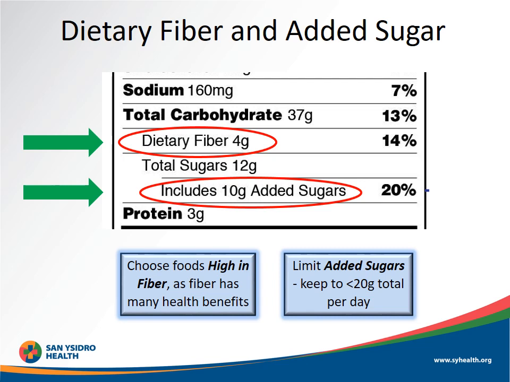A few examples of added sugar are honey, white sugar, brown sugar, and agave. Examples of foods that contain a good amount of fiber are beans, fruits, vegetables, and whole grains.